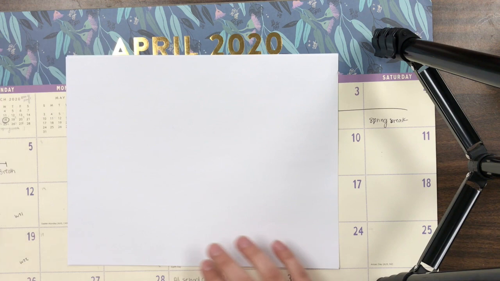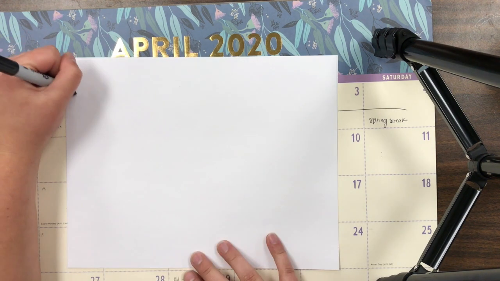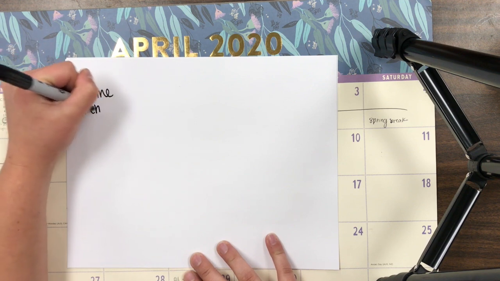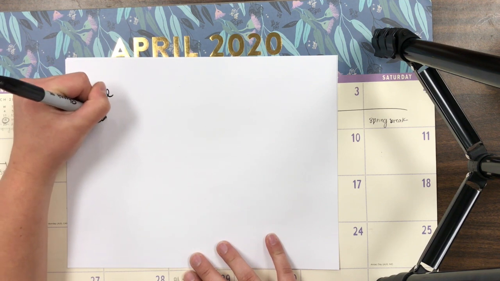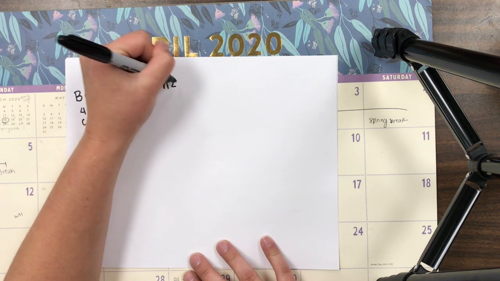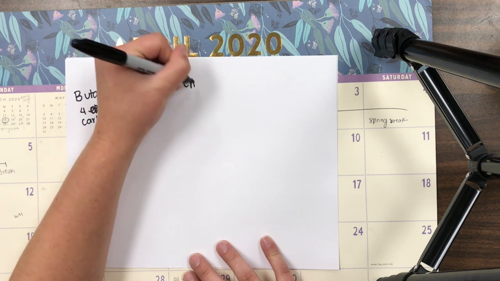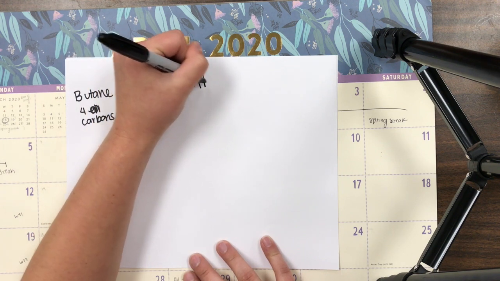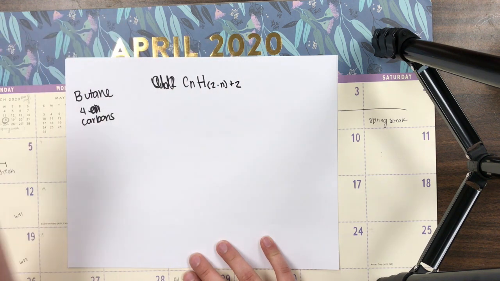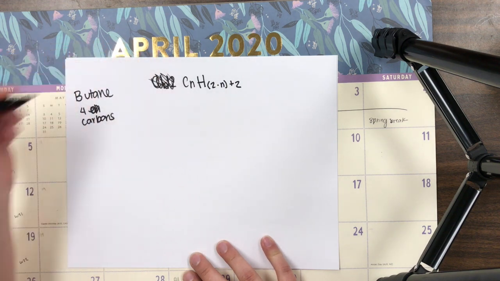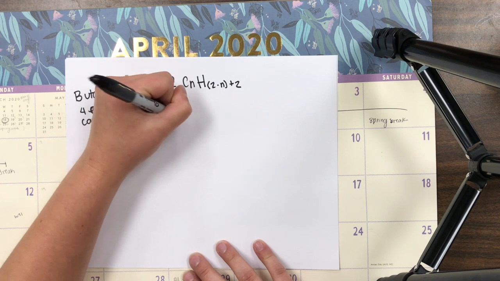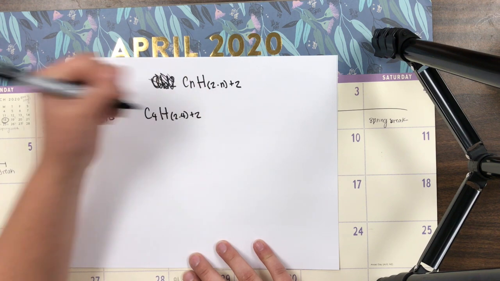Let's try another one. Let's do butane. So butane has 4 carbons. That never changes. You can reference your chart if you aren't sure. Butane has 4 carbons, which means I'm going to put the blank formula up here real quick. Okay, so this is my blank formula. I have 4 carbons, so I'm going to make it C4H 2 times 4 plus 2.